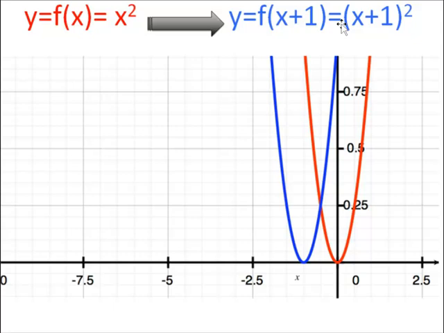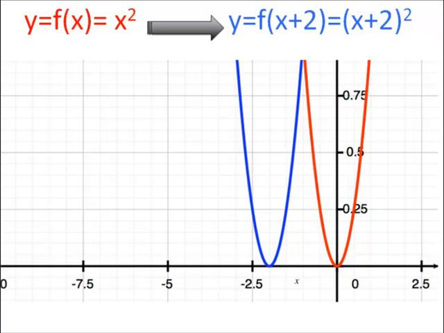So if it's inside the brackets, we're translating or moving the shape or the graph to the left or the right. If it's positive, like it is in this case, we're moving it to the left. And if it's negative, we're moving it to the right. So this is f of x plus 1. This is f of x plus 2, so 2 steps to the left.